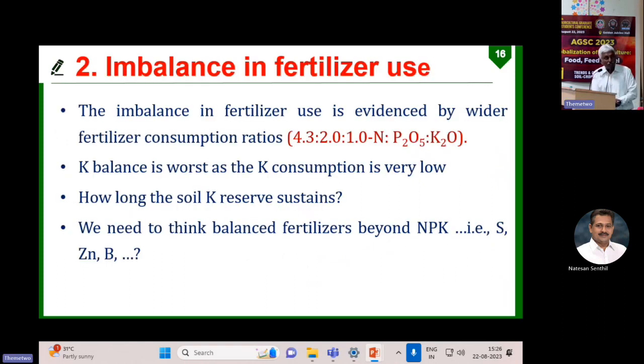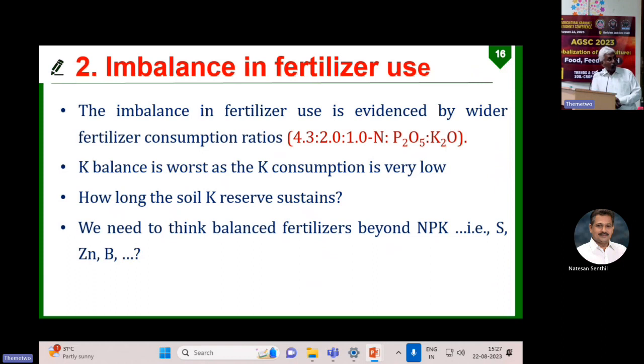Coming to the second issue, that is the threatening imbalance in fertilizer use. If you take, for example, the consumption ratio, it is very wide, 4.3 to 2 to 1 of NPK. It's a very wide ratio among the three nutrients. In most cases, the K balance is a very grave situation, where K consumption is very low. Ultimately, we are facing the problem.